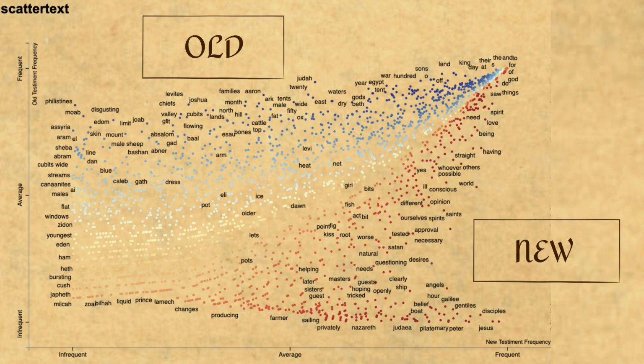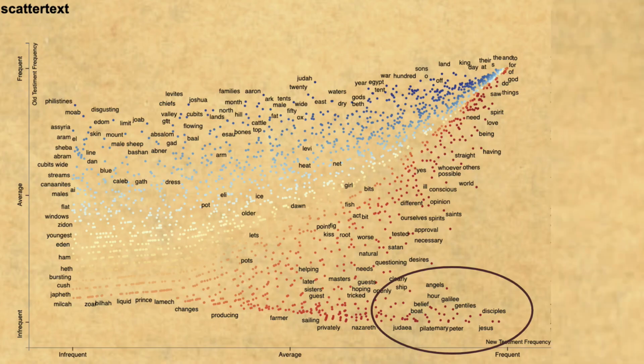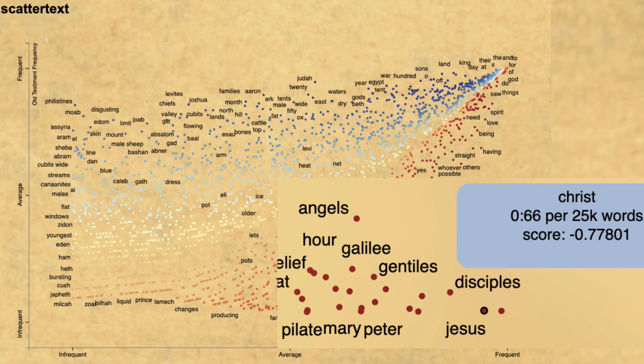Word choices also dramatically differ. This tool I use, called Scattertext, compares the terms in two chunks, the Old versus the New Testament. The little peninsula in the brown circle shows the list of words that are almost exclusively mentioned in the New Testament.